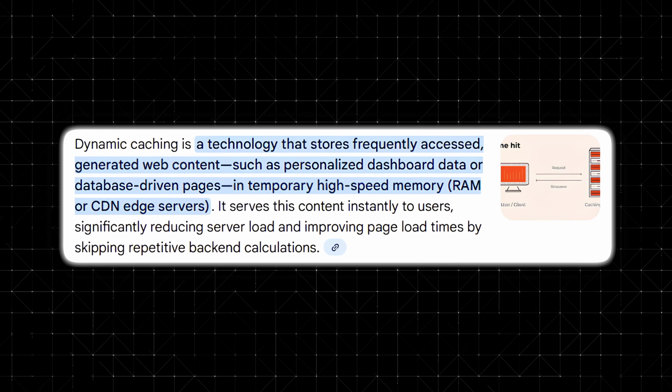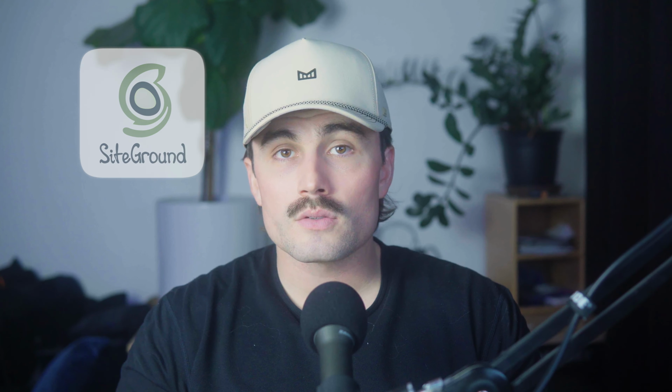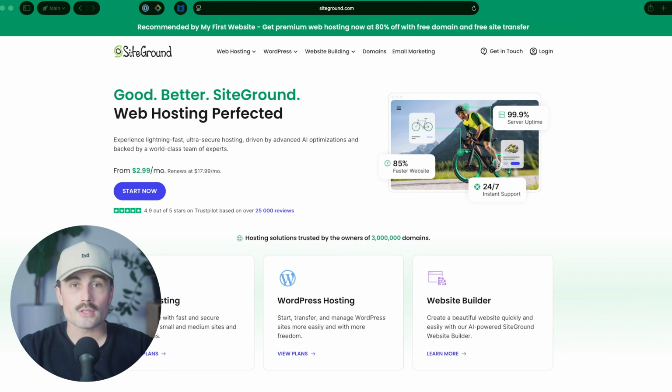Enable dynamic caching. What is dynamic caching? Dynamic caching stores the output of your pages on the server, so they load faster for future visitors. Instead of generating a page on every request, the server serves a cached version. SiteGround uses Nginx with a special caching layer to accelerate delivery. Turn on dynamic caching. So log into your SiteGround account and go to Site Tools.